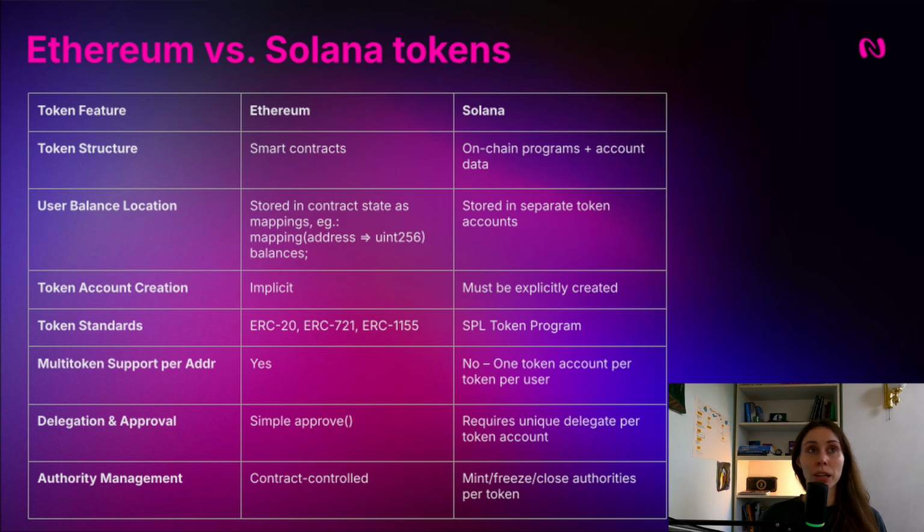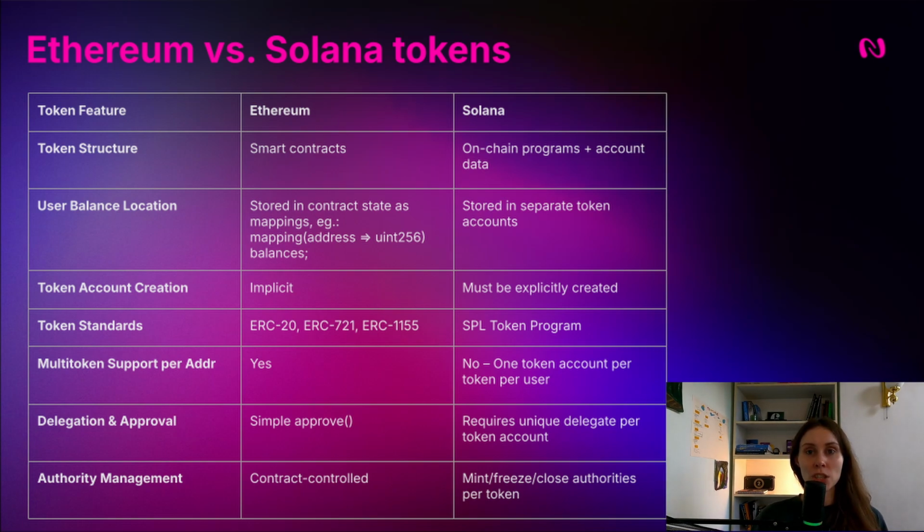And the Ethereum account model is flat, which means that each user address interacts directly with token contracts. For Solana, we are going to have to explicitly create token accounts that are going to manage the tokens. Delegation and approval happen also in different ways. For example, we have a simple approve method in Ethereum, and on Solana we are going to require a unique delegate per token account, and we are also going to have separate kinds of accounts.